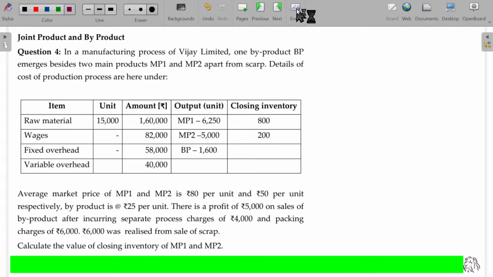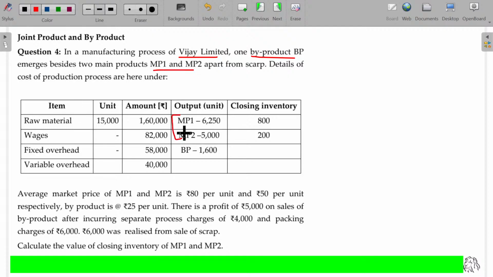Suppose one of the products seems to be least important in the market and the amount recoverable from that is very, very small, insignificant or sometimes negative. Okay, what can we do? We can adjust that amount from the overall cost. And after adjusting the amount recoverable from the byproduct, whatever is leftover will be shared by the main products. In the manufacturing process of Vijay Limited, one byproduct BP emerges besides two main products MP1 and MP2.